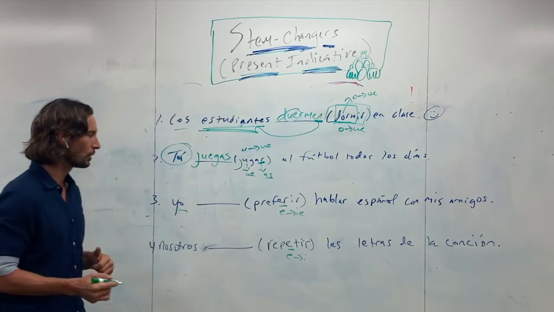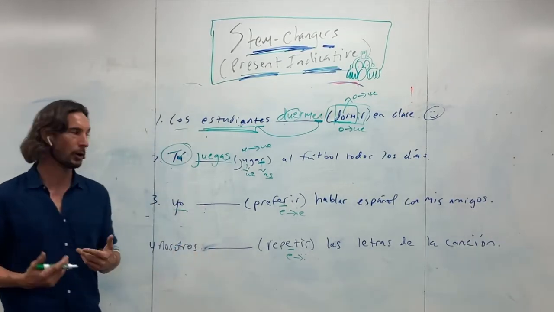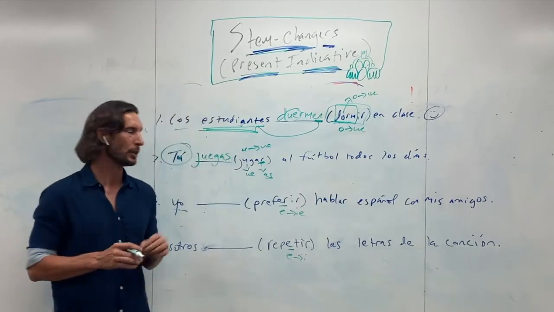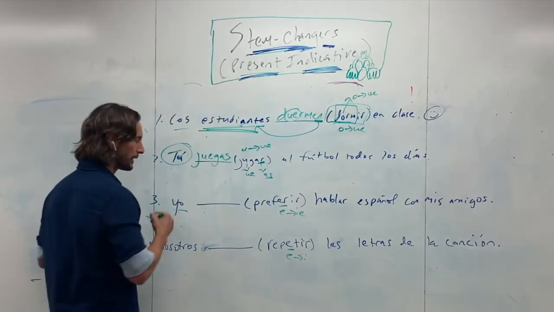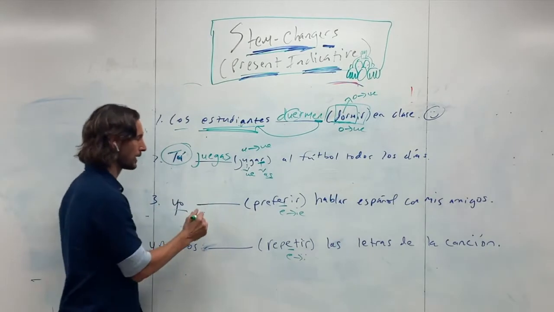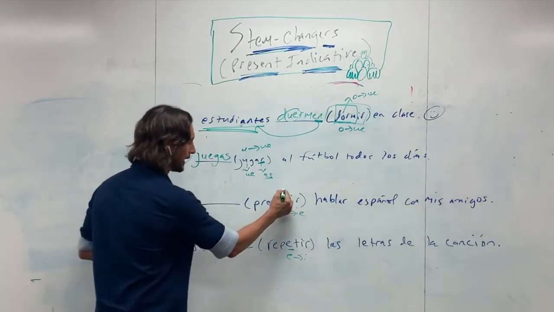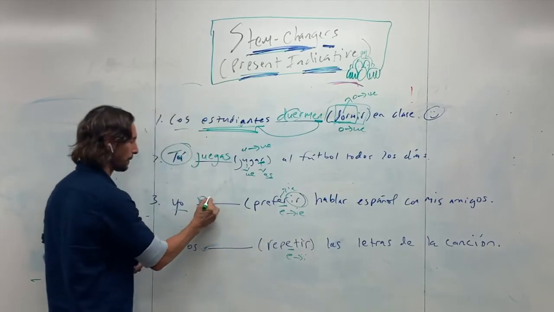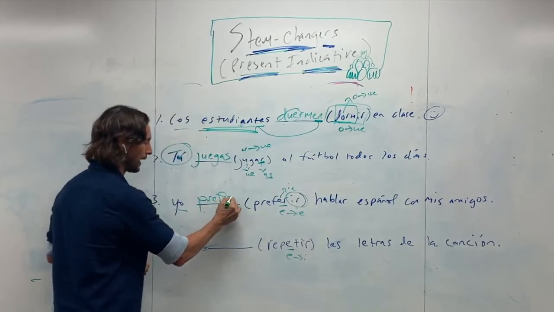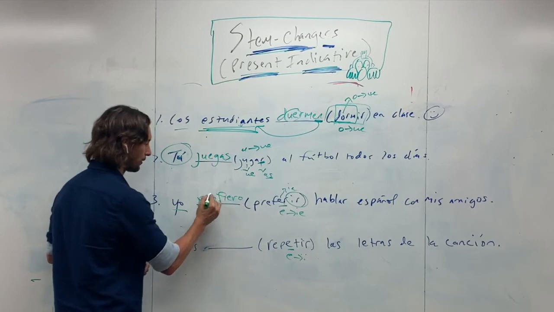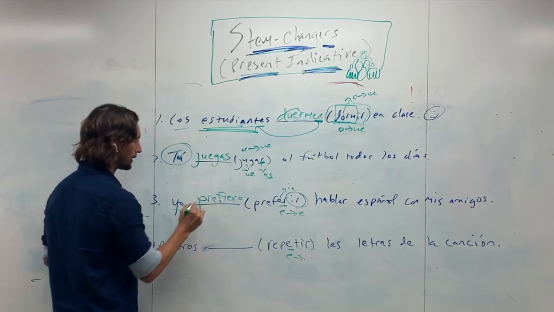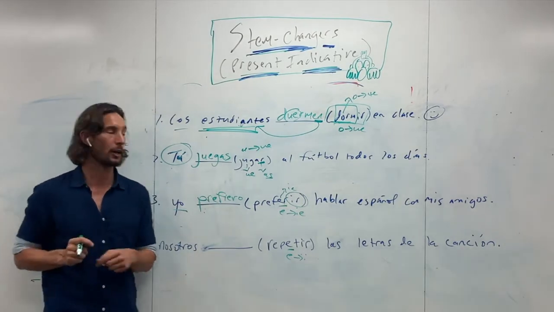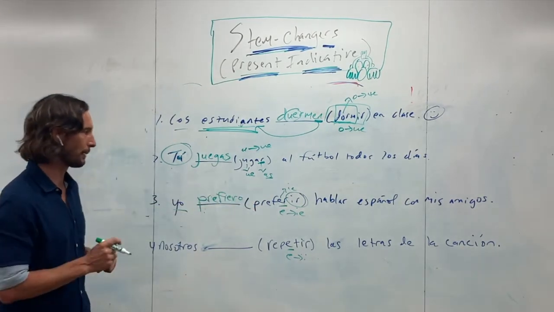We have yo, right? And then preferir, to prefer. Yo preferir hablar español con mis amigos. I prefer to speak Spanish with my friends. And so let's see what that looks like in Spanish when we conjugate this. And so we have this E is going to become an IE, and then this has to agree with yo. So we get prefiero, right? Let's get that R right. So that's an R, and this is an E. So yo prefiero hablar español con mis amigos.